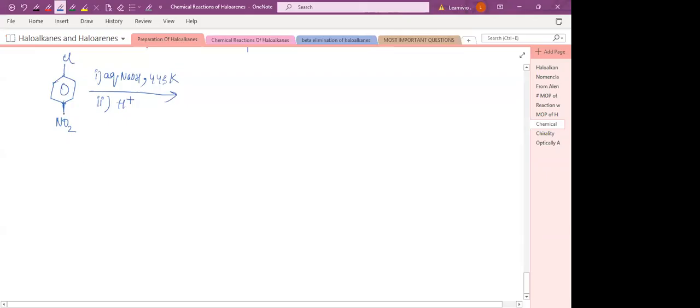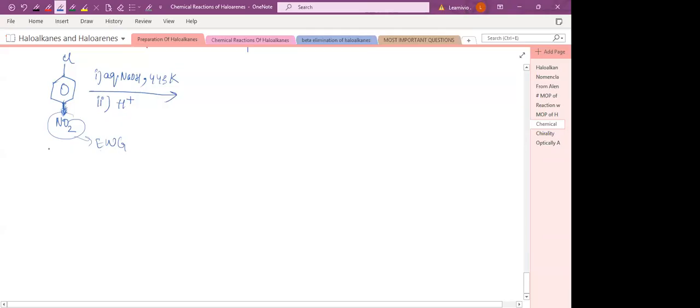So what happens? It has a tendency to withdraw electrons. It pulls the electron density towards itself, right? This NO2 is an electron withdrawing group. So it just pulls all the electrons towards itself. So the electron density shifts towards NO2, right? Towards NO2 means the electron density of the whole ring decreases. The electron density at this carbon decreases. Why? Because this nitro group is the electron withdrawing group, right?